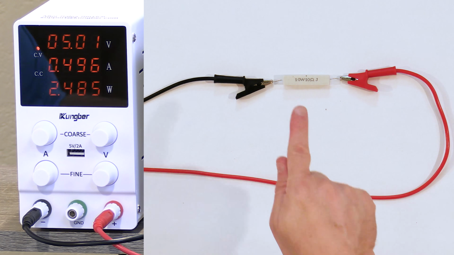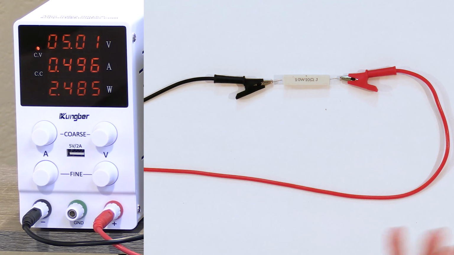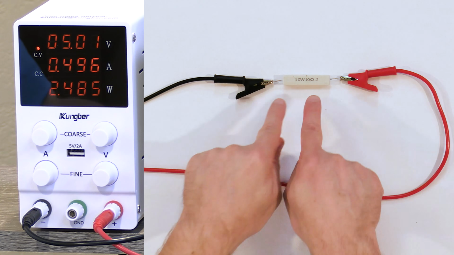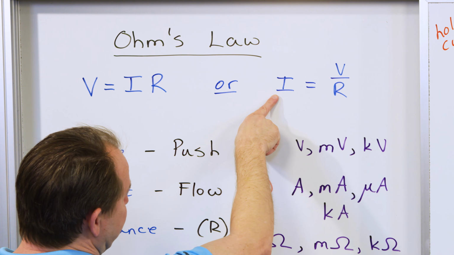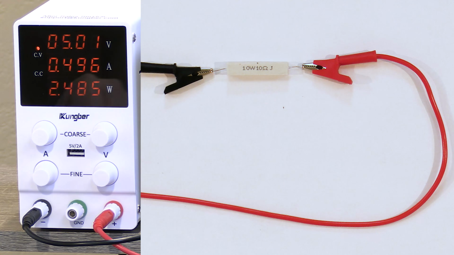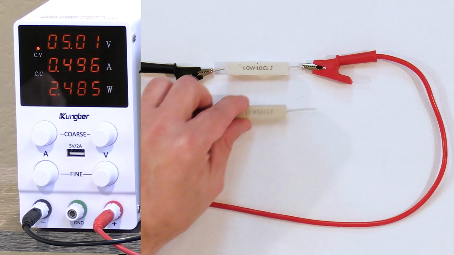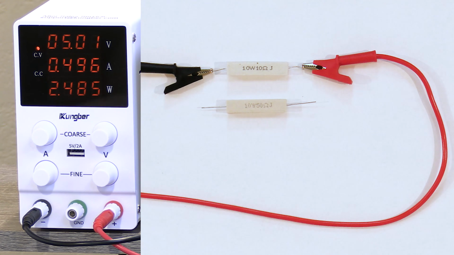So let me ask you a question. If I were to change this resistance, what would happen to the circuit? Well, the voltage is set at 5.01. That would be the same. But if I change the resistance, it would be like changing this number here, and the electric current flowing would change in accordance with Ohm's law. So here I have a 50 ohm resistor. That means what's currently in the circuit is 10 ohms.